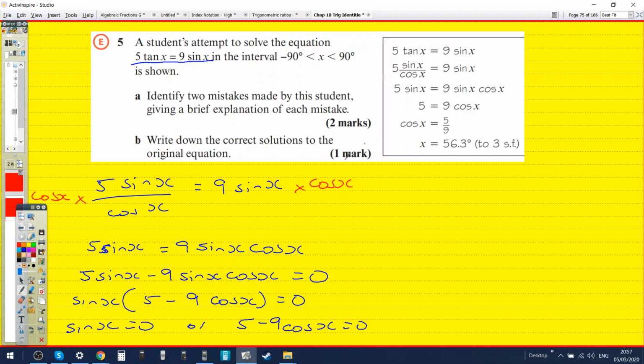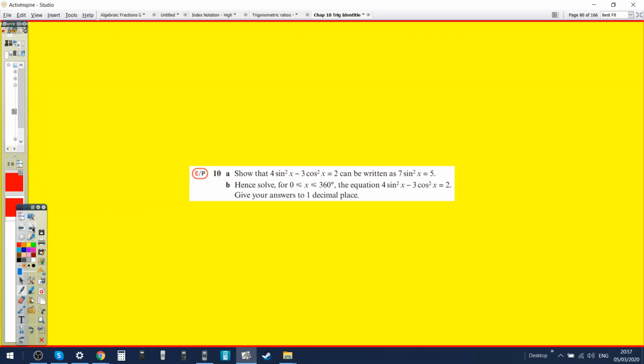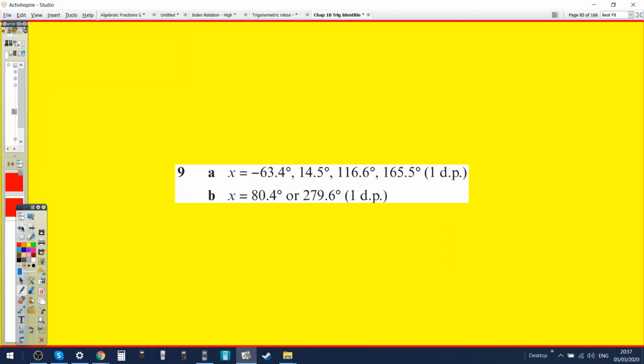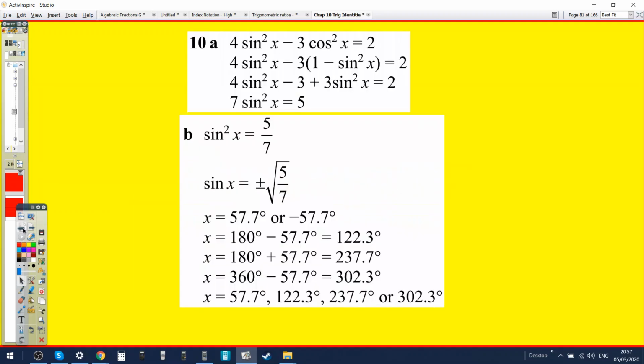Yes, so in a case like this, instead of dividing both sides by sine x, you would factorize. Any questions about that? No, I get that. That one's okay. Those are okay, so we could do one other identity one.